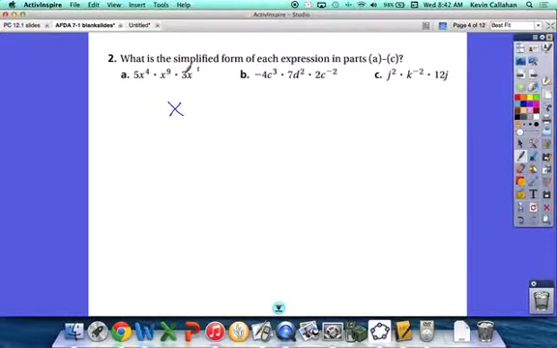Okay. How many x's total is that? 4 plus 9 plus 1, 14, right? And now what are you going to do with the 5 times 3? Multiply them together, 15. Okay, how about this one?